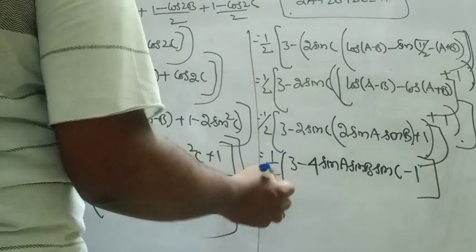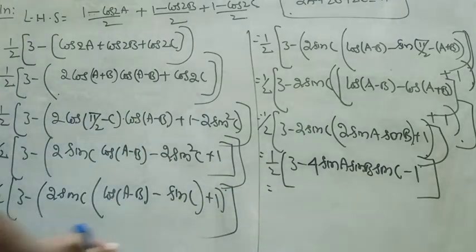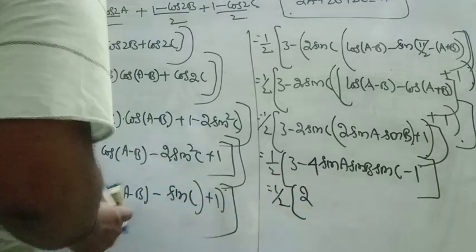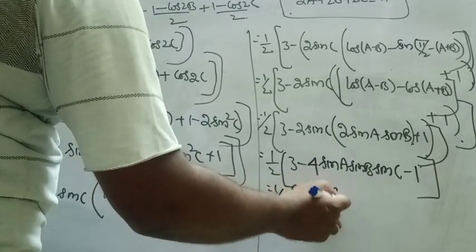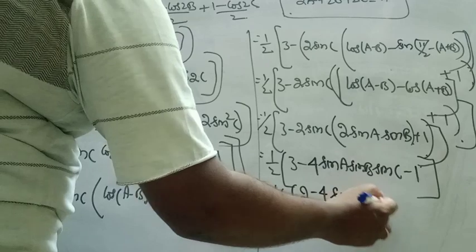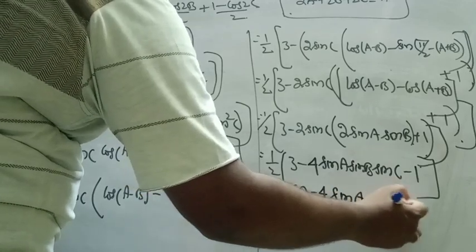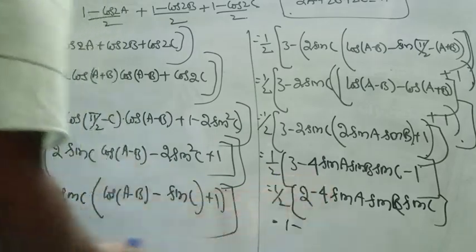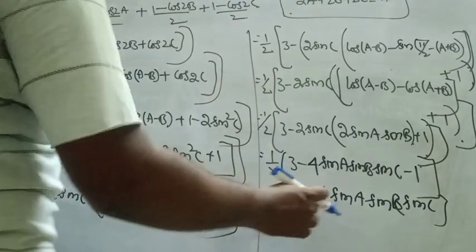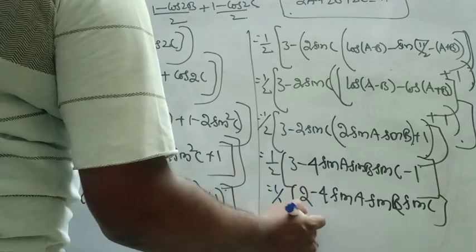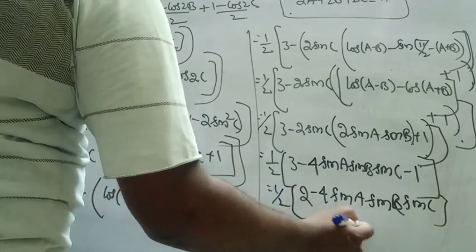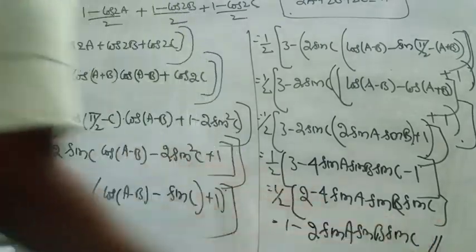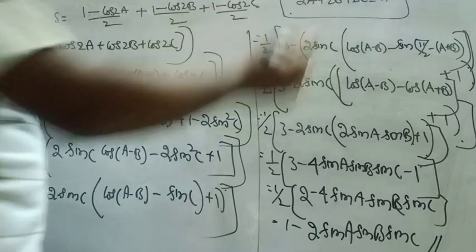Now this is of course very simple, right, my dear students. 1 by 2 into 3 minus 1 is 2. If you take 2 common, this is now 2 minus 4 sine A sine B sine C. Now you can take 2 common, and the 2 will cancel. You will get 1 minus 2 sine A sine B sine C. Such a beautiful way you have got your result, the right hand side part.